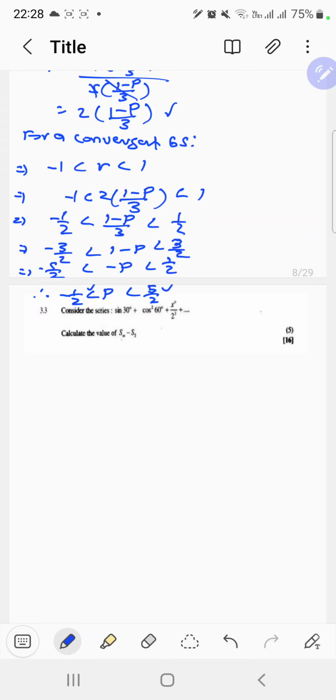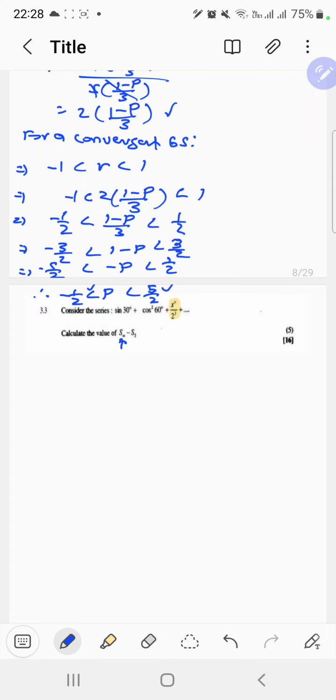Now 3.3 says consider the series sine 30 degrees plus cos squared 60 degrees plus x degrees over 2 cubed. You see, that one is a problem. It's just there to cause you pain. But let's look at this question. Calculate the value of sum to infinity minus S5. So do you see the key here is knowing that if you can get a sum to infinity.